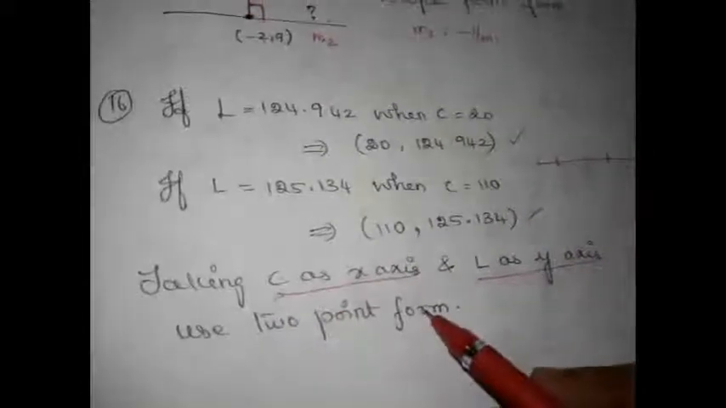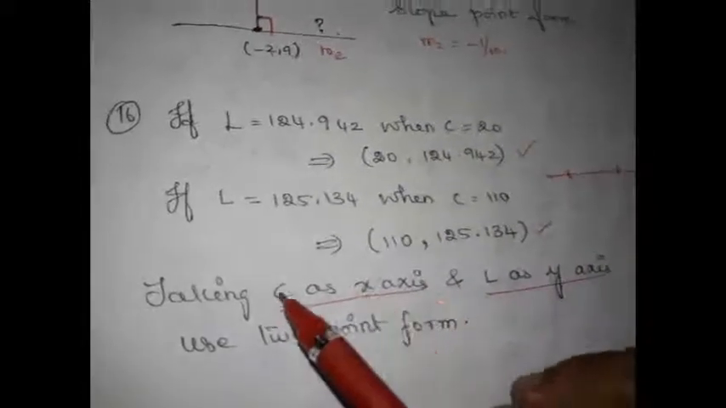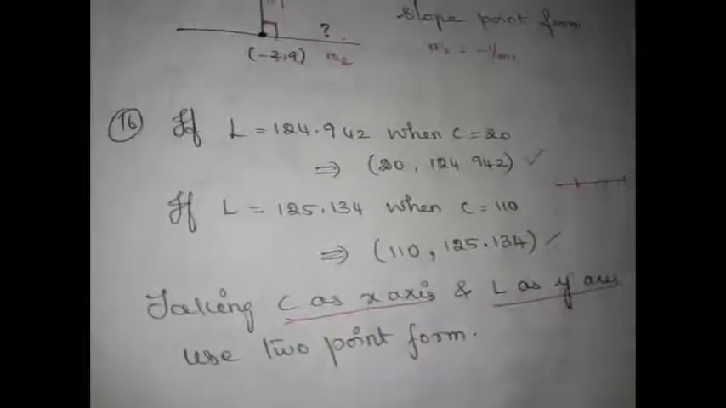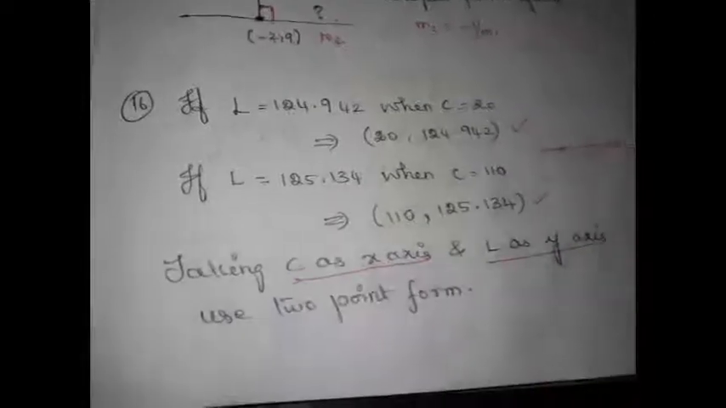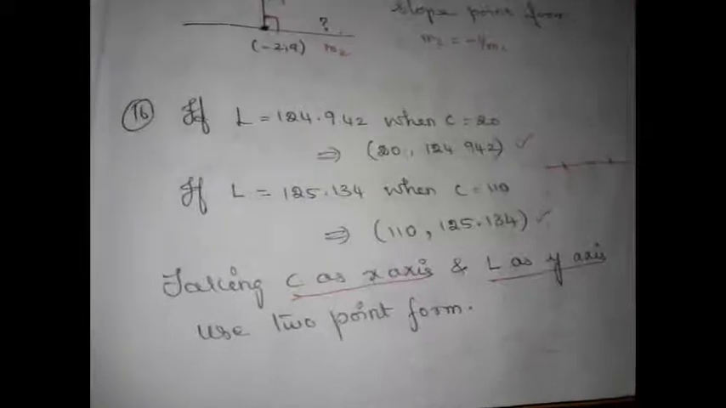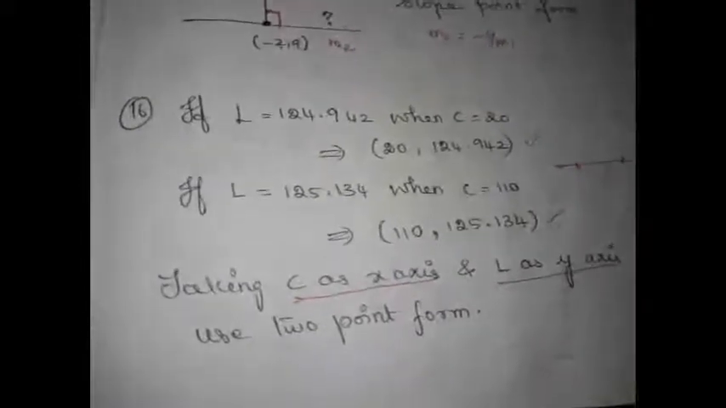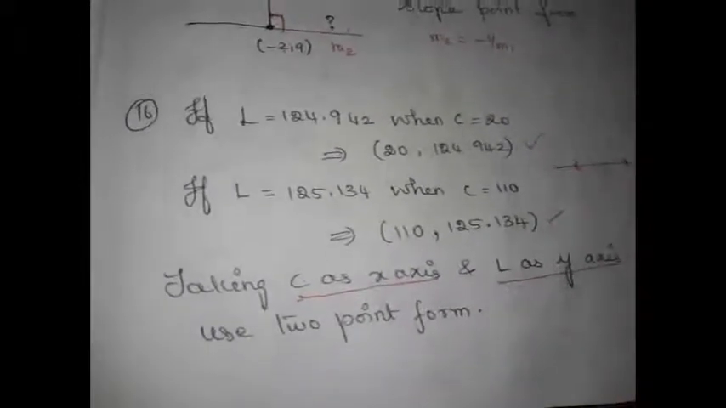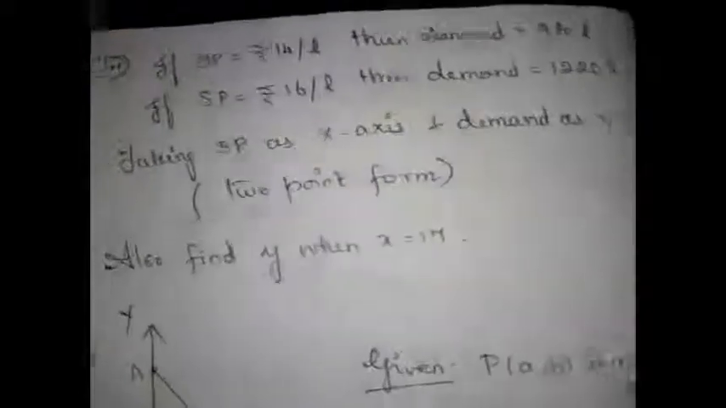We got 2 points, so use 2-point form, and in that instead of x you replace C, instead of y you replace L, right? So that we will get an expression of L in terms of C. That's it. The next question is exactly same as our 16th question, right?